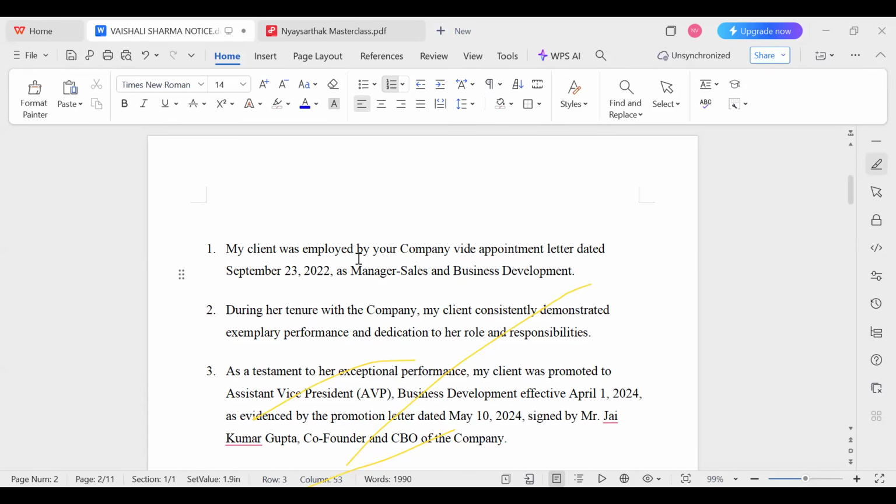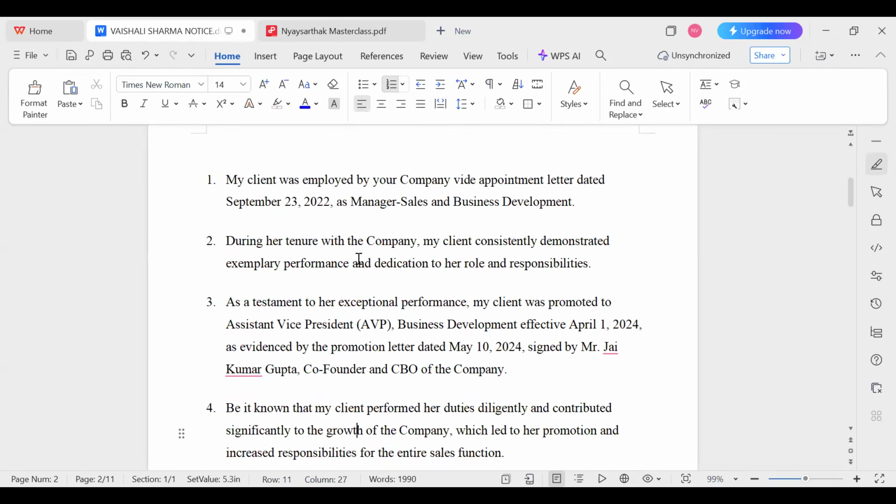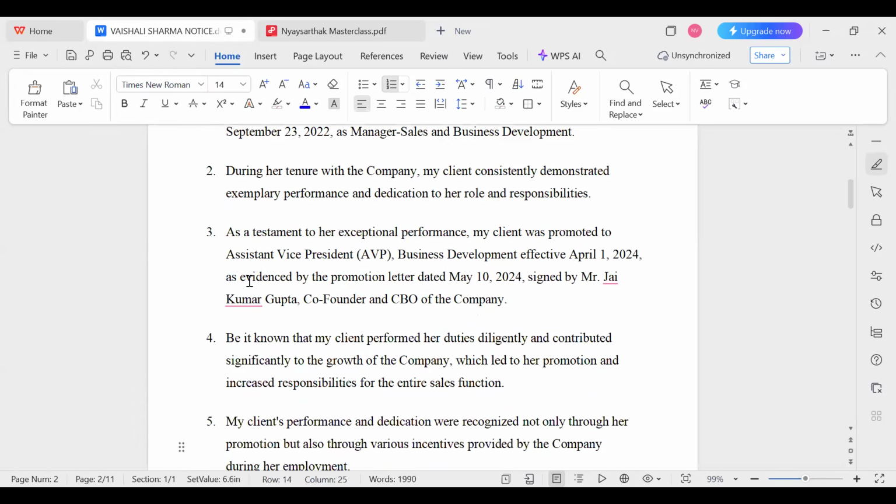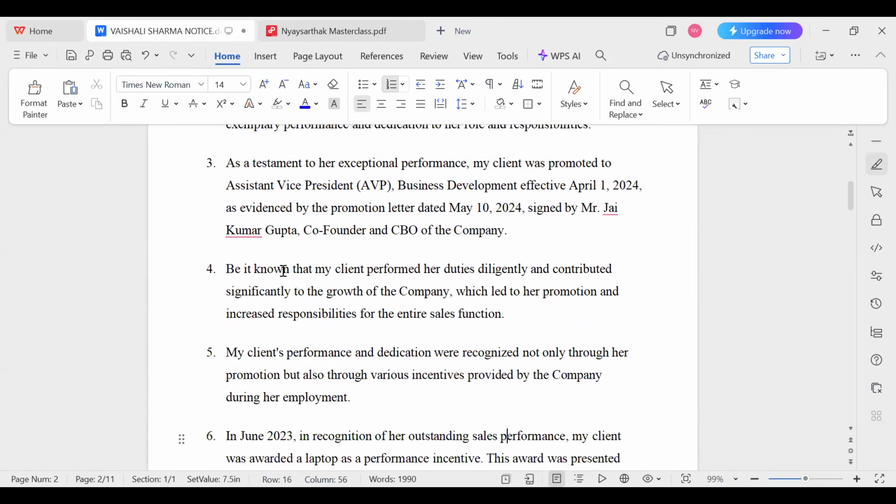Okay, and we should skip this. So this legal notice generally contains all the things, as a testament to her exceptional work. My client was promoted. After she was hired, she was promoted as vice president of the company. Okay, so these are the general facts of this particular legal notice.